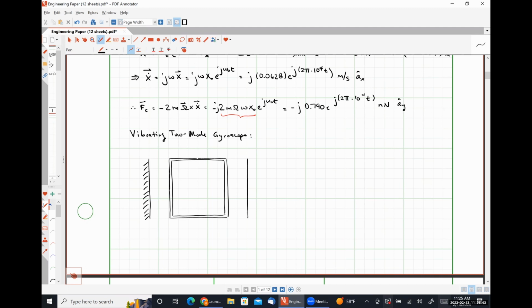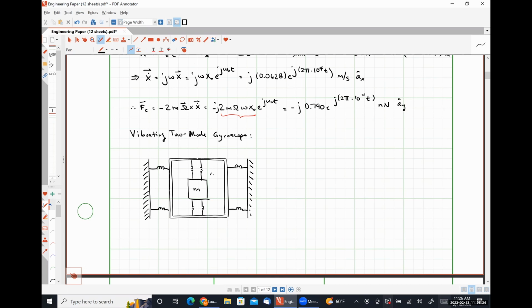And on the right-hand side, we have another anchor, right? And so we are going to have springs that are coupling our frame to these anchor points. Well, in the center, we're going to have our proof mass that is coupled to our frame with springs.